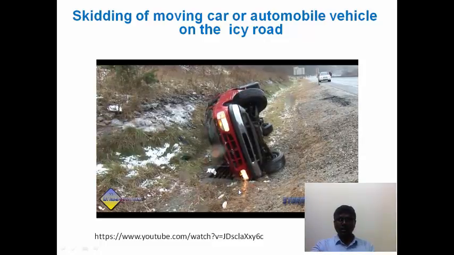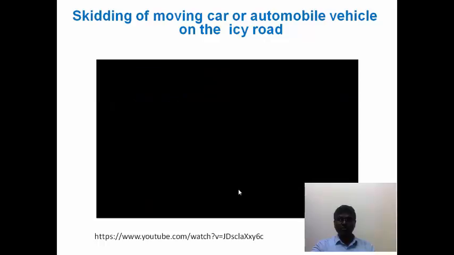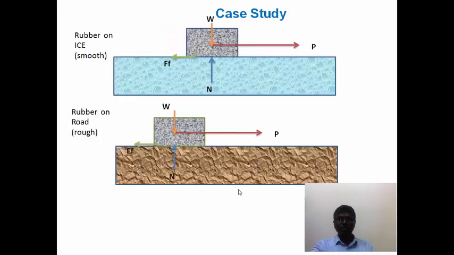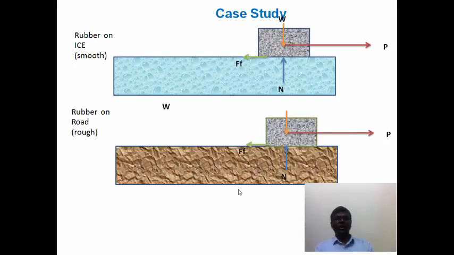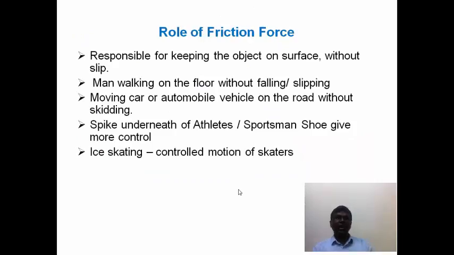So it is very important that we have a very high friction force between the rubber tire and the road. In the case of ice, there is very little friction force. In the case of rubber and a rough road, there is a high friction force. So the high friction force gives more control for a vehicle. The friction force basically plays an important role.